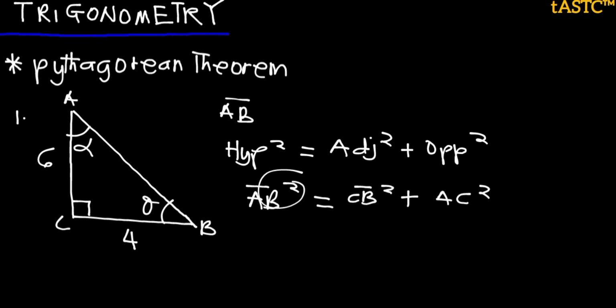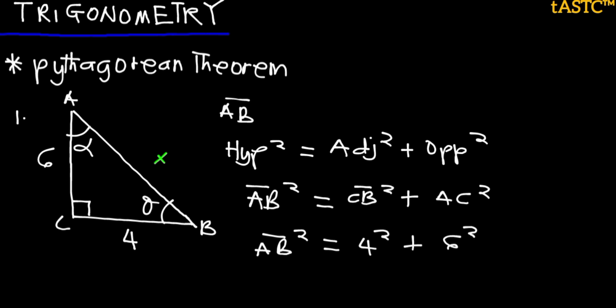Now we need to find what AB is. That is this side. So I'm just going to write that as an X. We need to find what X is. Now we know that CB, that is 4 units. So I'm just going to write that there. So that will be 4 squared. And on the other side we have a 6. That is going to be 6 squared. If you took a 4 squared, that should give you a 16. And 6 squared is going to give you a 36.